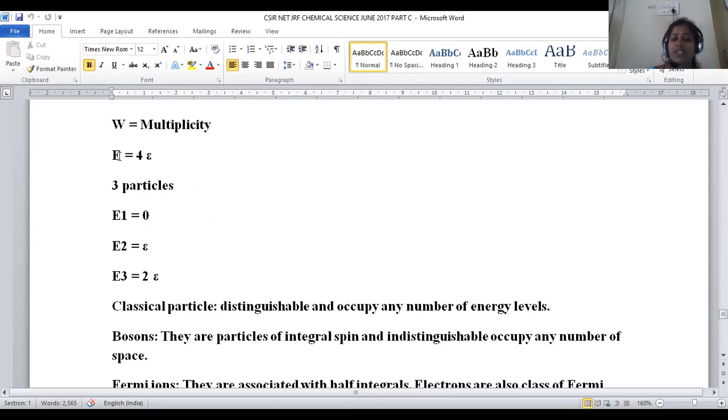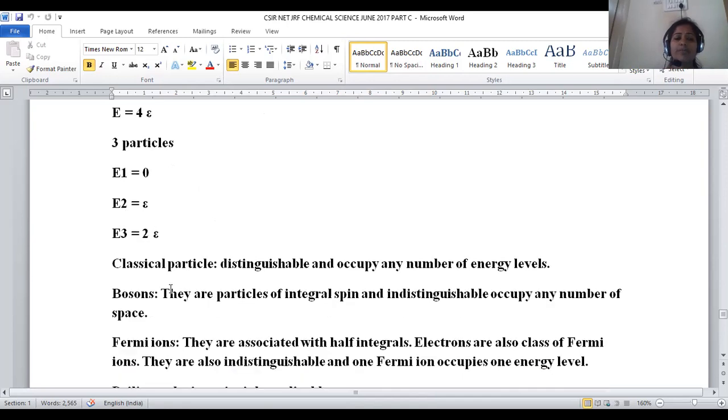The total amount of energy of 3 particles is given as 4 epsilon. How many particles do we have? 3 particles are there, having different individual energies: E1 is equal to 0, E2 is equal to epsilon, E3 is equal to 2 epsilon.